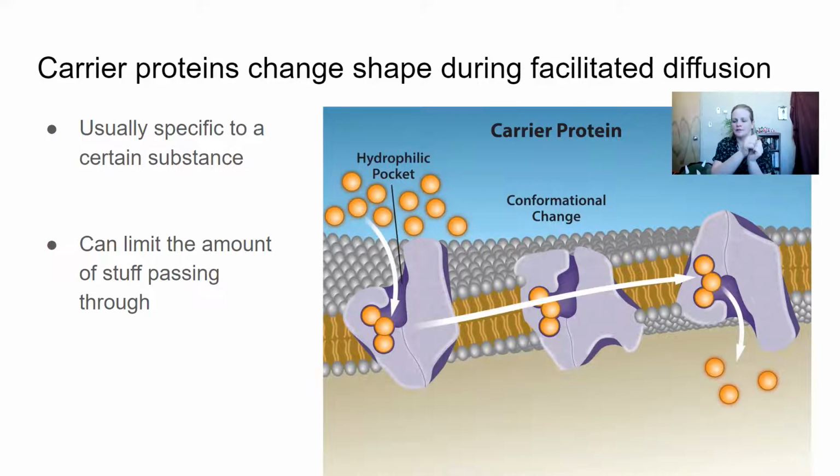And so this is how these carrier proteins act, is that they're carrying these ions through the plasma membrane, through those fatty acid chains, and into the aqueous environment on the other side. What this does is that this can limit the rate of diffusion.